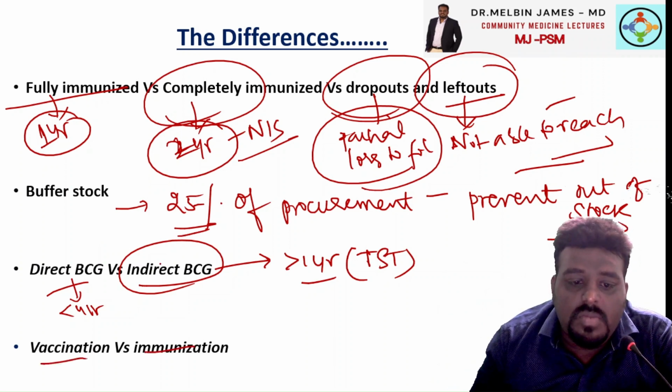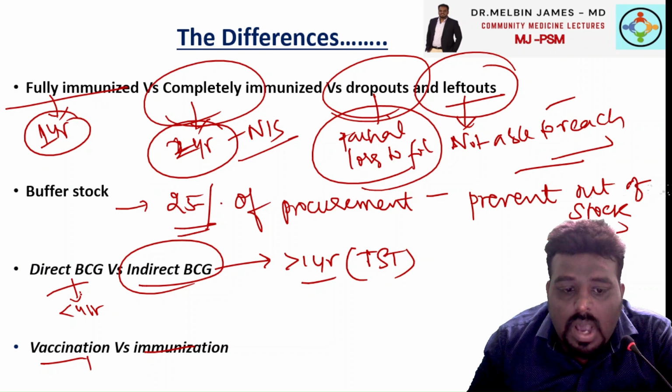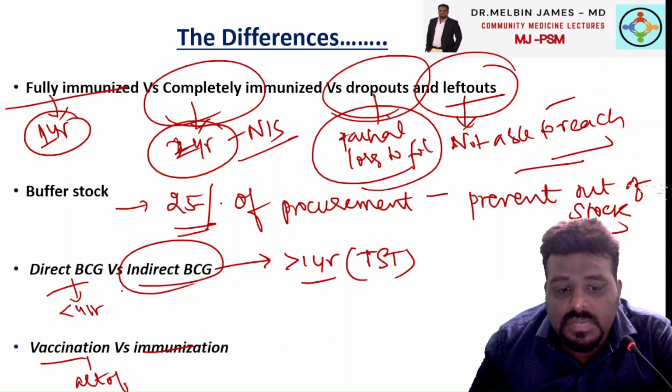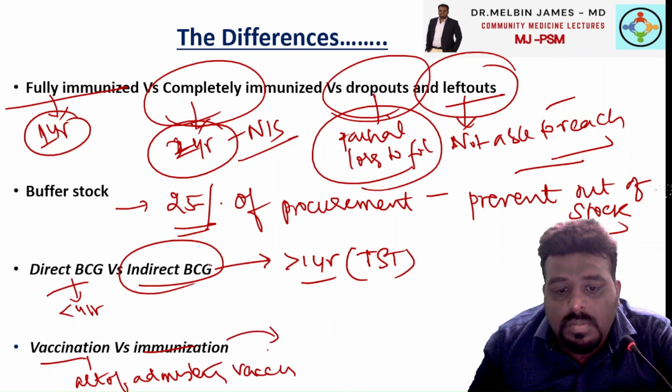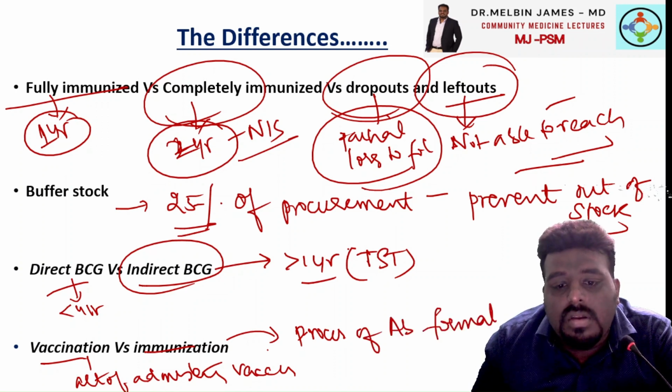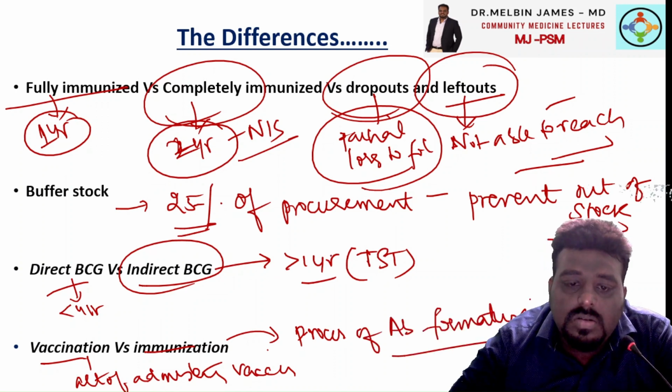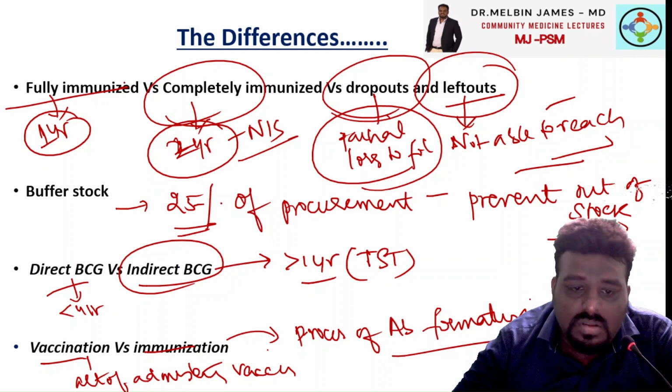Vaccination and immunization. What is the difference between vaccination and immunization? Vaccination is nothing but the art of administering vaccines. Immunization is nothing but the process of antibody formation. So these differences might be asked in your viva or practicals, so that you should not get confused.